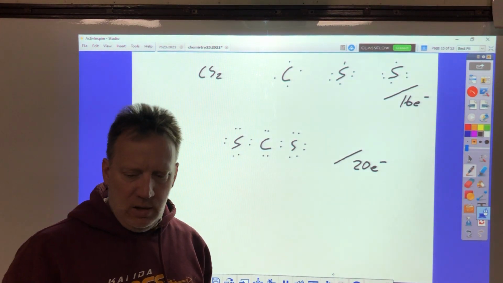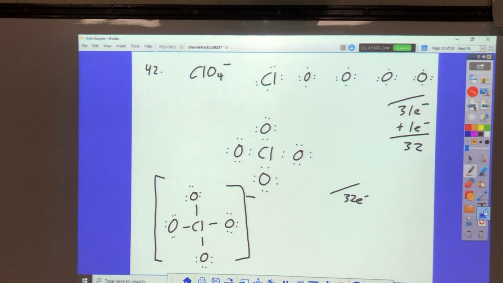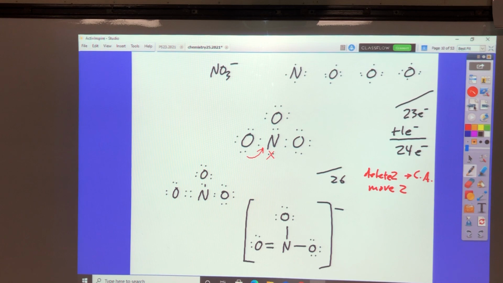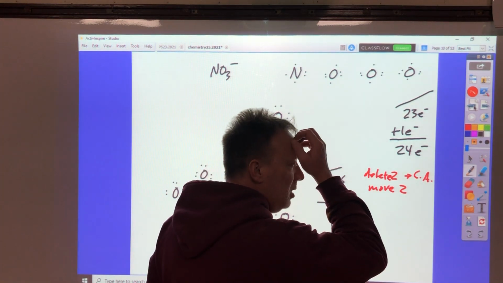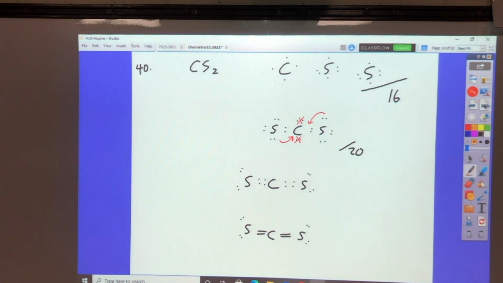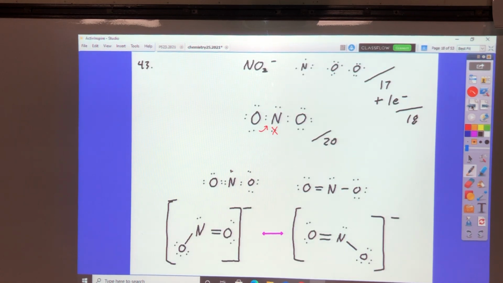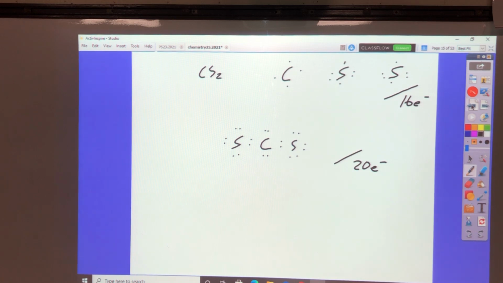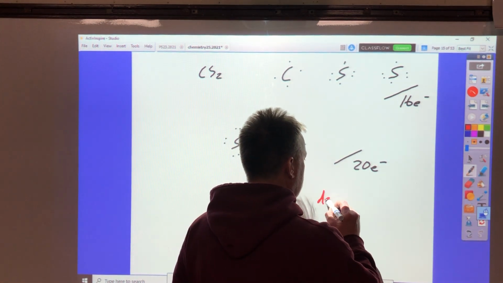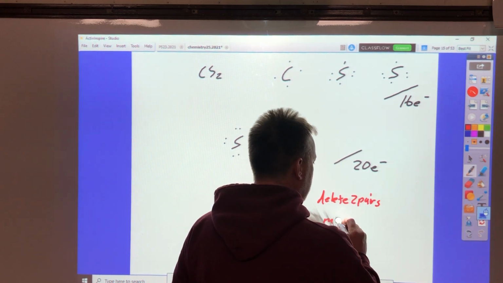That's 4 too many. Back here, when we had 2 too many, we deleted 2 and moved 2. What are we going to do this time? We have 4 too many. I got lost. Okay, this time we're going to delete 2 pairs and move 2 pairs.